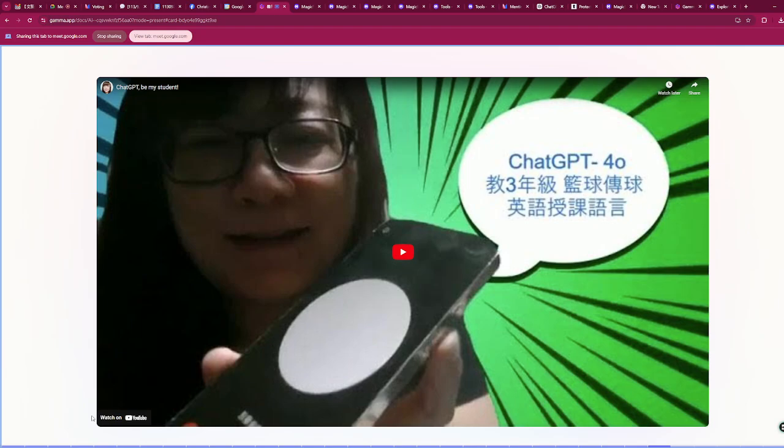Also, we've tried out how to use ChatGPT 4.0 for PE teachers to practice their instructional language, to how to teach kids to pass the ball. I think there's a lot of reels out there that actually chat with ChatGPT and promote English learning. So this is one way that teachers could practice their instructional language, and it's illustrated in this video as well. Okay.